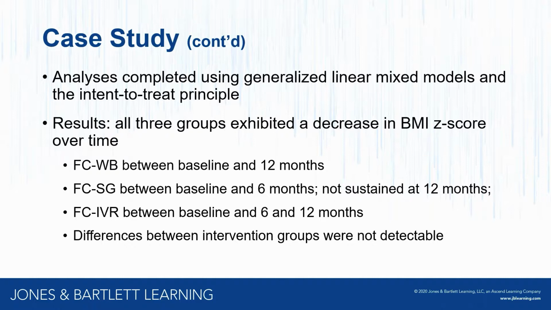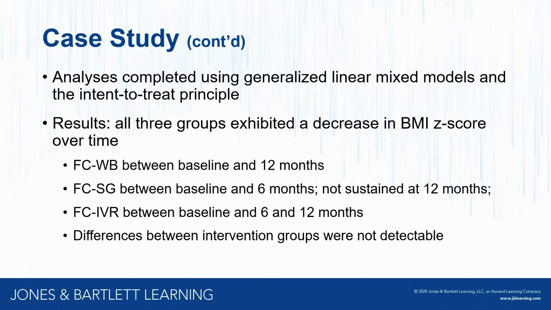So the analyses here used a generalized linear mixed model, and they also used the intent to treat principle. So if you were randomized to a group, you were retained for the analysis. Overall, results show that in all 3 groups, there was some decrease in BMI Z-score for the measurement child. The decrease between baseline and 12 months was noted in the workbook only group. The second group that also had some small groups saw a change between baseline and 6 months, but this could not be sustained at the 12-month mark.